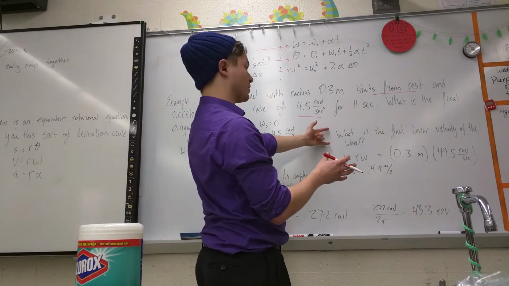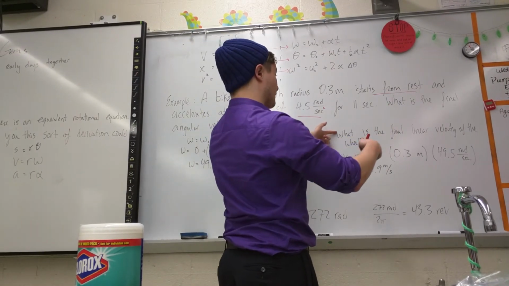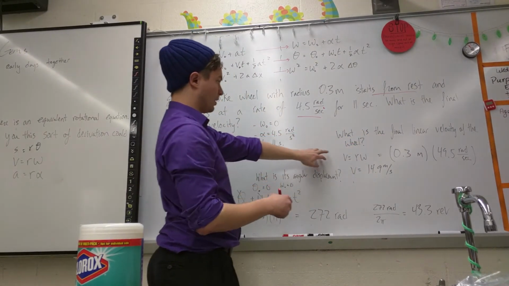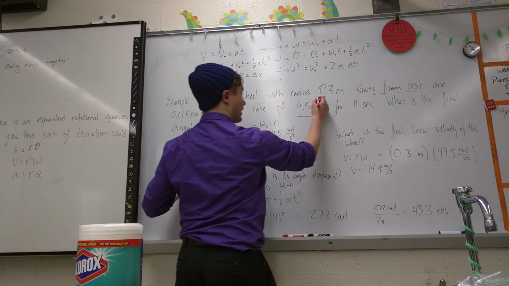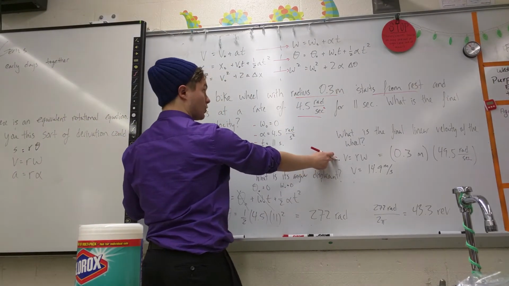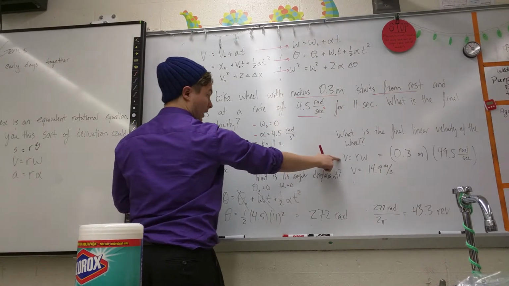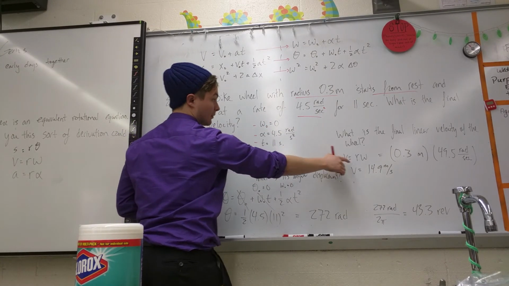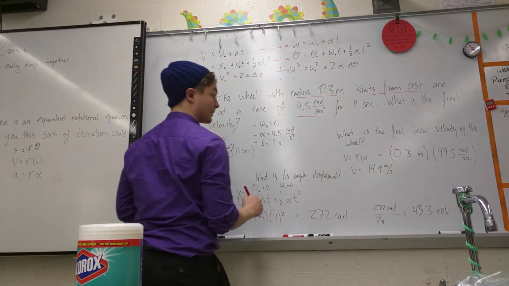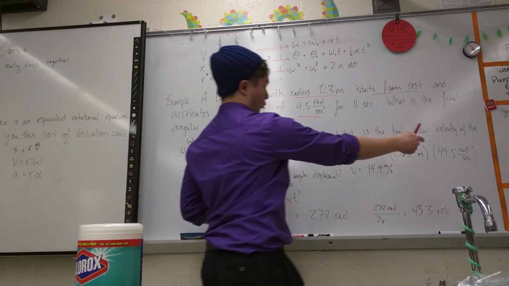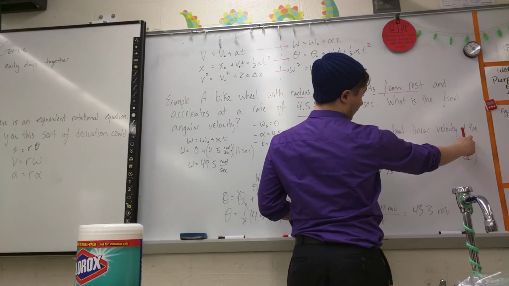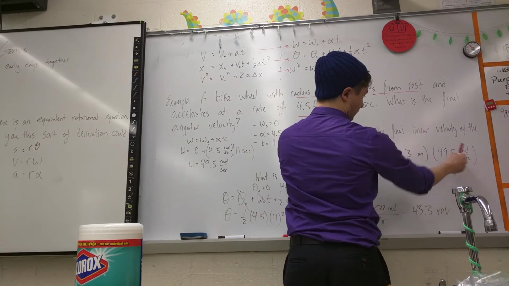Another question we could ask is, well, what's the final linear velocity of the wheel? And if I know the angular velocity and I know the radius, well, I have a relationship that relates these two and the linear velocity. Plug and chug, and I get an answer, and that's in meters per second. Remember, because radians technically is unitless, so I just have meters per second.